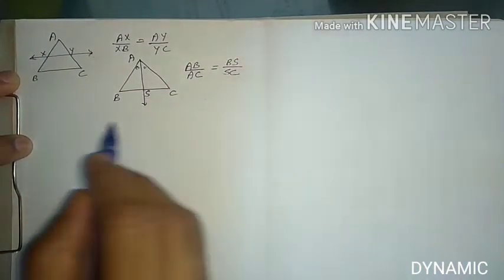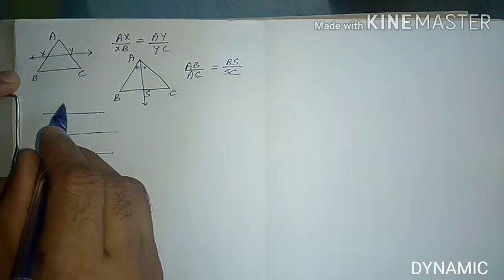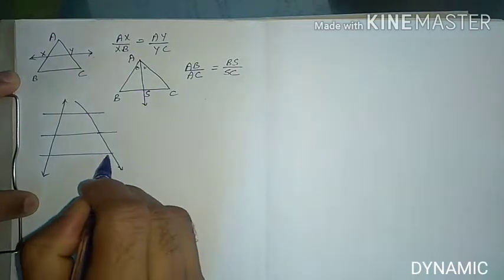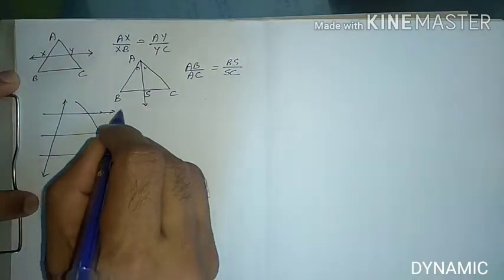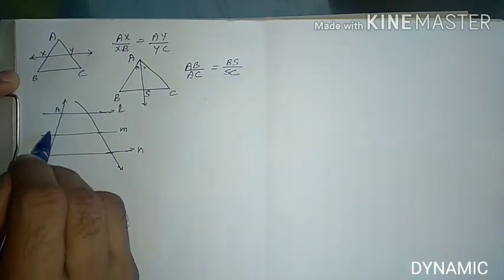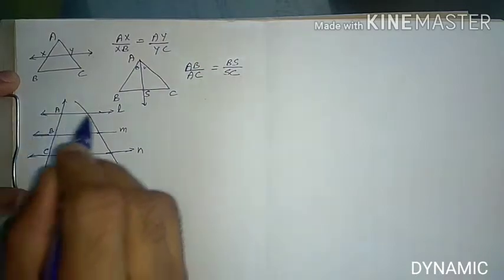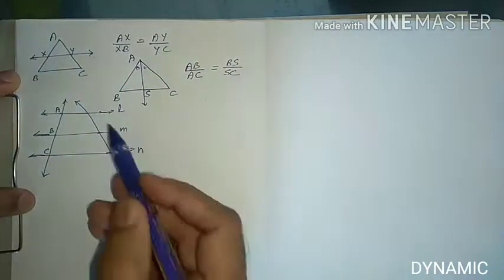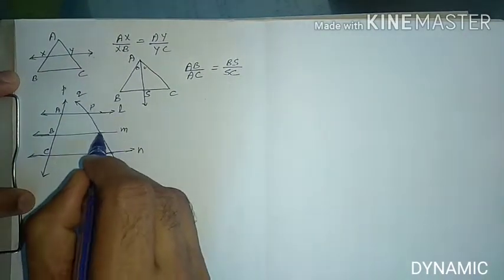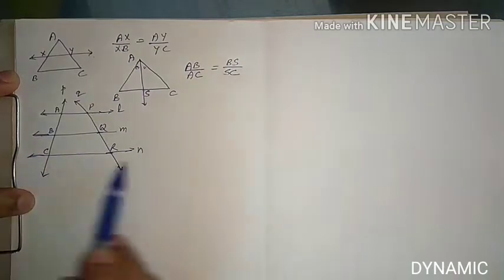The third point we were supposed to discuss: suppose three lines are parallel, and there is a transversal here, and another transversal here. Suppose the lines are L, M, N, and these points we consider A, B, C. These lines are parallel. On the other transversal we consider the points P, Q, R. These are three parallel lines.